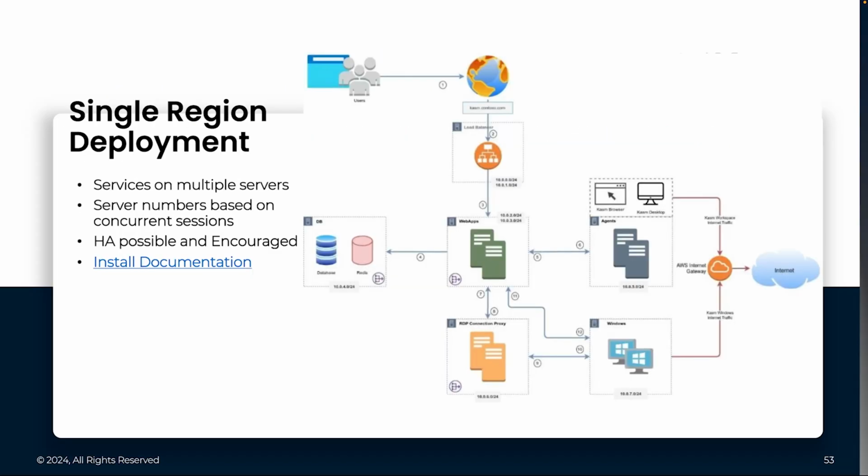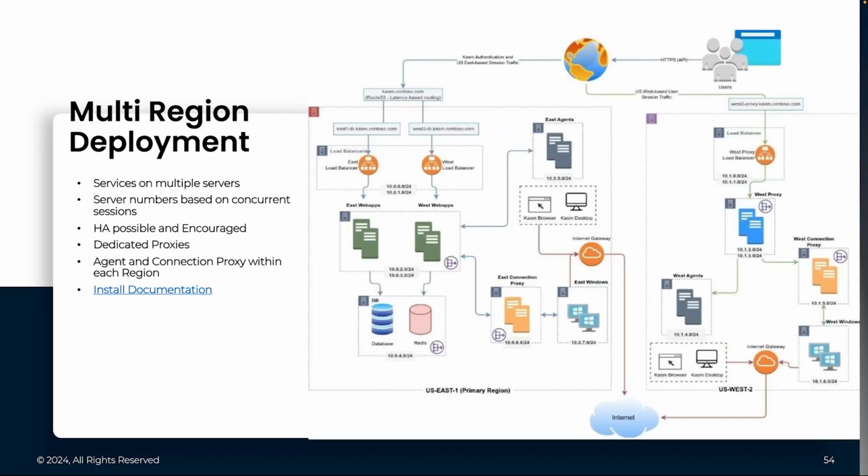When we step forward and start talking about single region deployment, again, the biggest thing is services are on multiple servers. Server numbers are going to be completely based off the number of concurrent sessions that you're looking to support. HA is possible in this setup. It's also very much encouraged. I do have a link here on the slide out to the multi-server install, but that's the biggest takeaway here. Additionally, things like direct to agent are possible in a multi-server environment, and not possible in that single server setup.